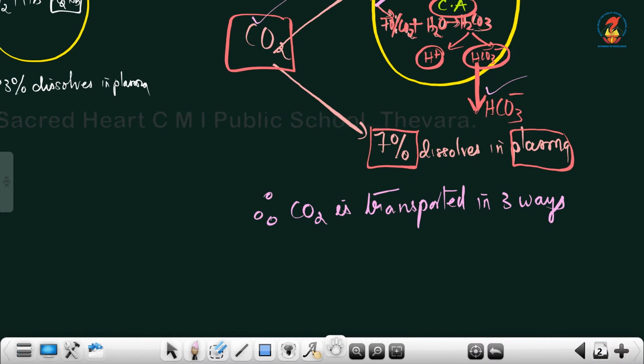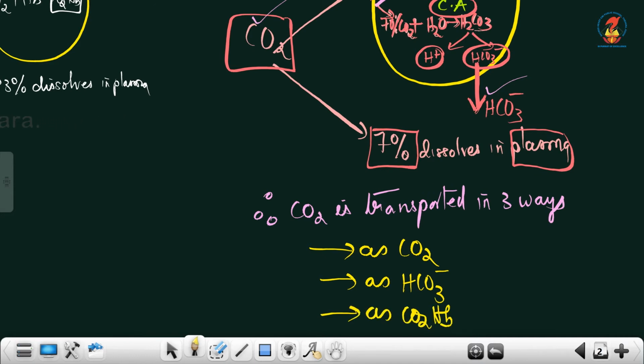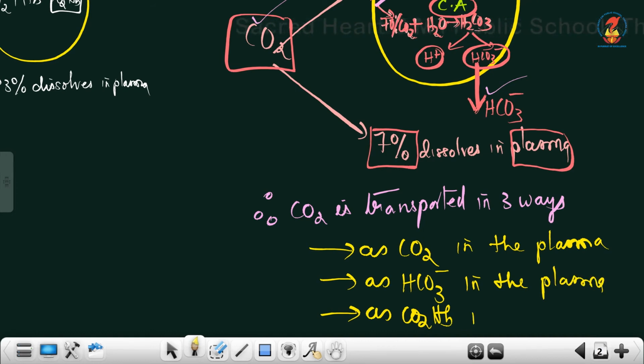Carbon dioxide is transported in 3 ways. 1 as carbon dioxide, 2 as bicarbonate ions, and 3 as carbaminohemoglobin. And specify as carbon dioxide in the plasma, then as bicarbonate again in the plasma, then as carbaminohemoglobin in the RBC.